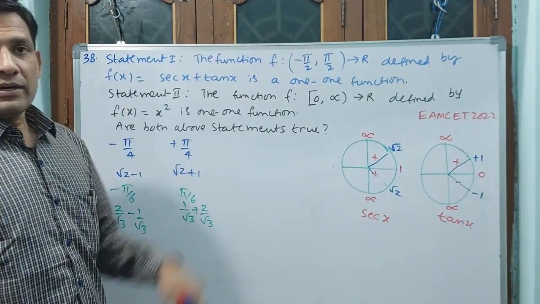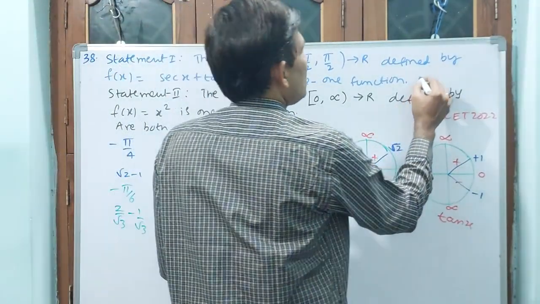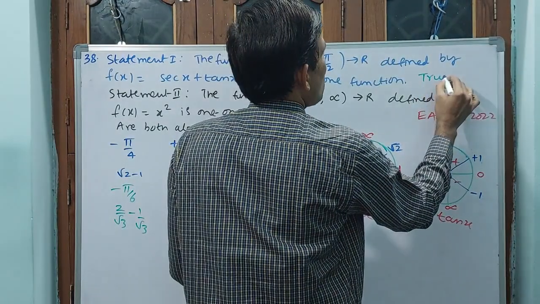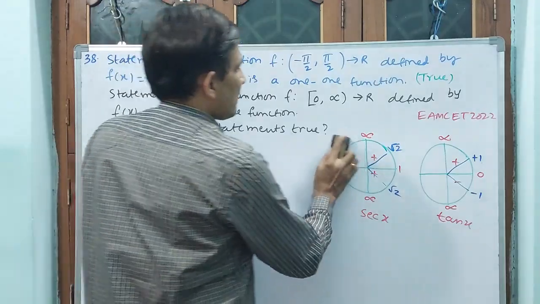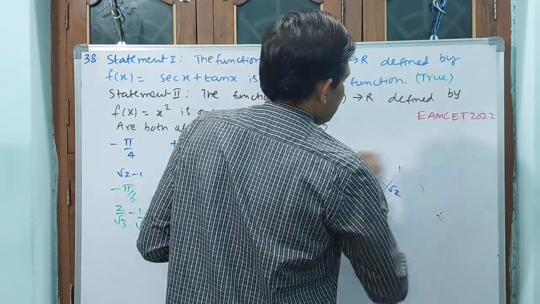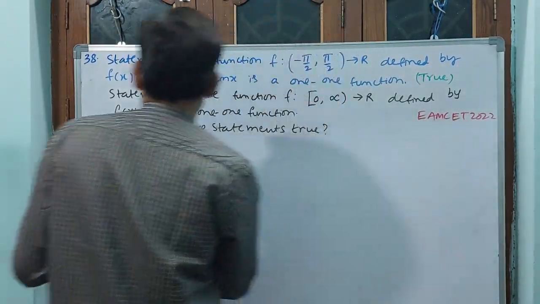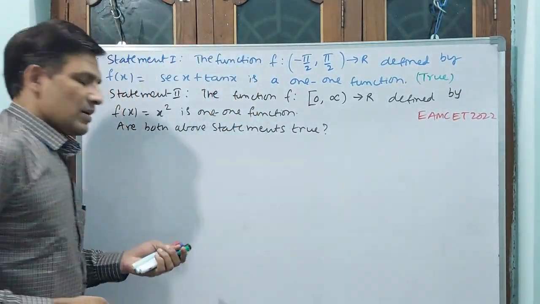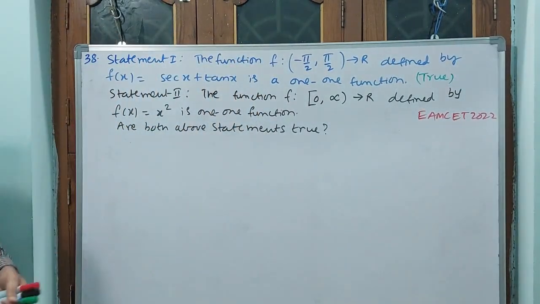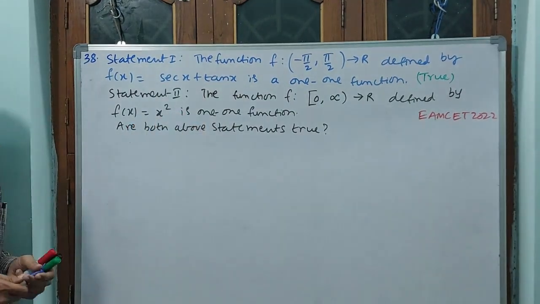Shall I write true here? Okay. I am writing true here. True. Okay, first function. Now I am rubbing this. We will go for second function. Second function is very simple. Why? Because see, actually this is not one function.